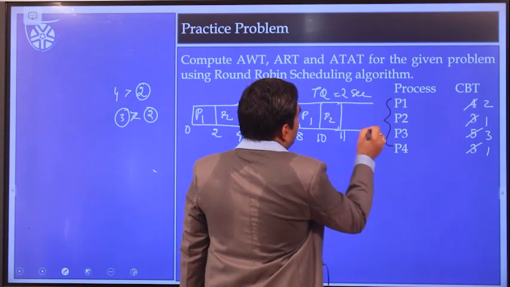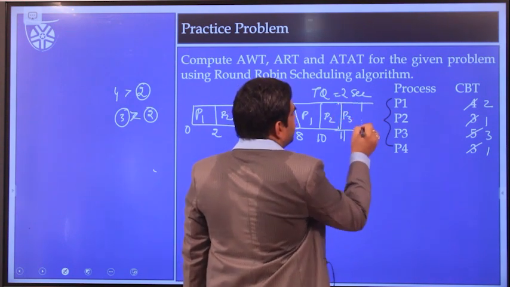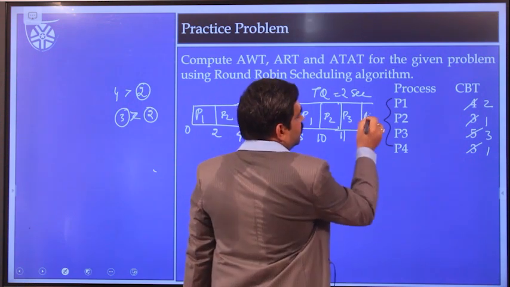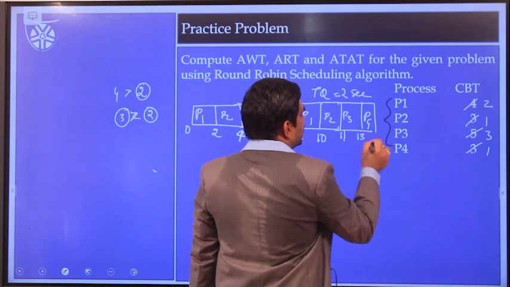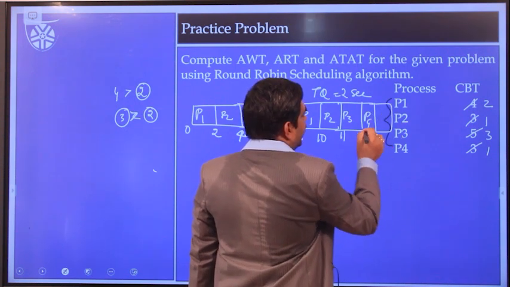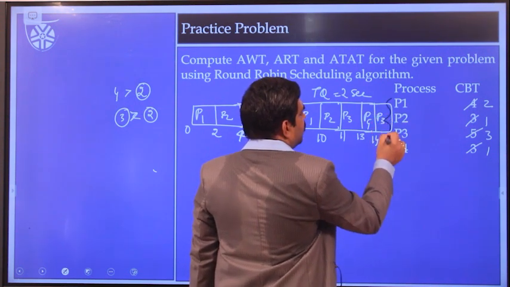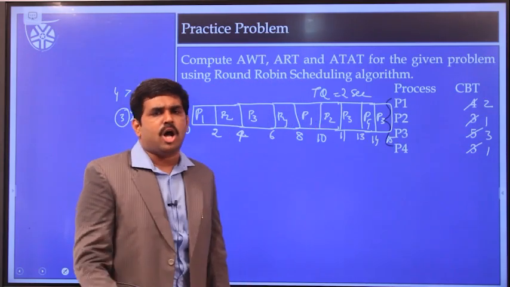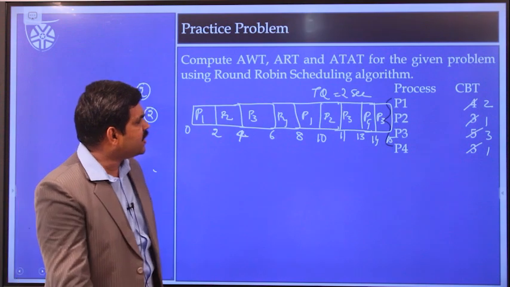Then P3 is going to be assigned 2 more seconds because it needs the CPU for 3 seconds, right? Thereafter P4 for 1 second. Then finally we are going to assign P3 for 1 more second. After 15 seconds of time, all processes have completed the execution.